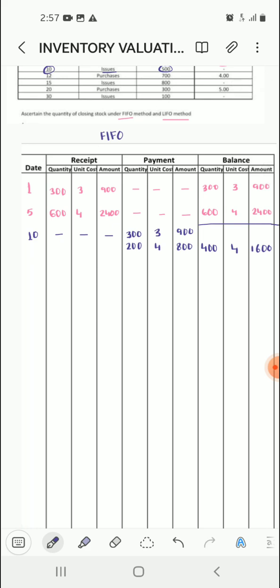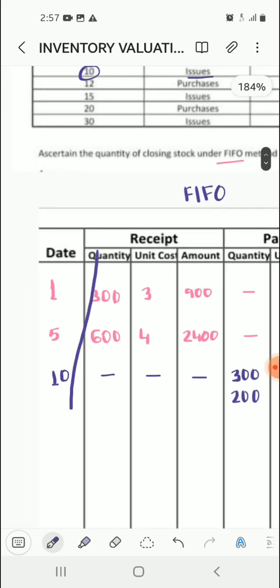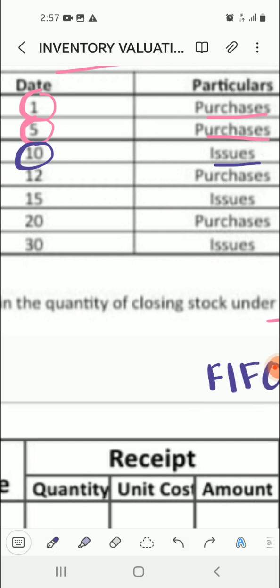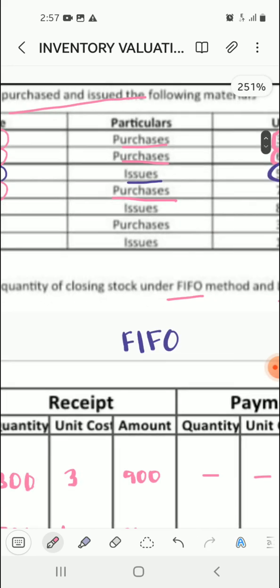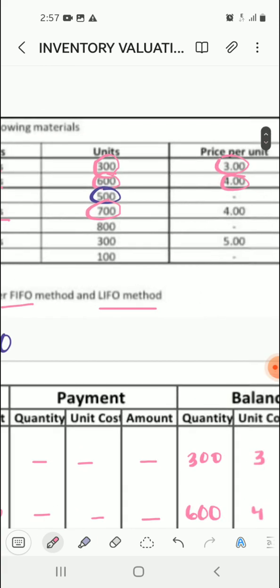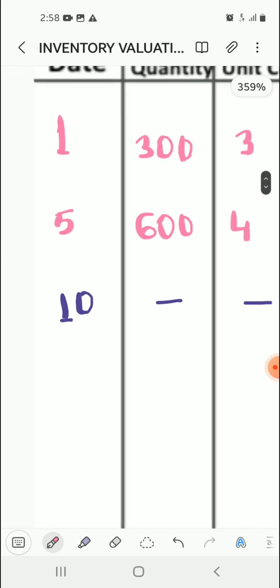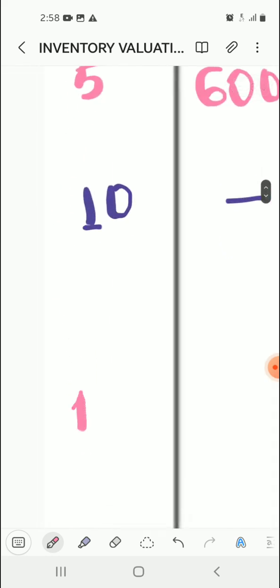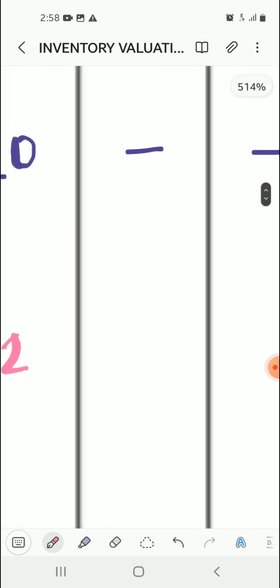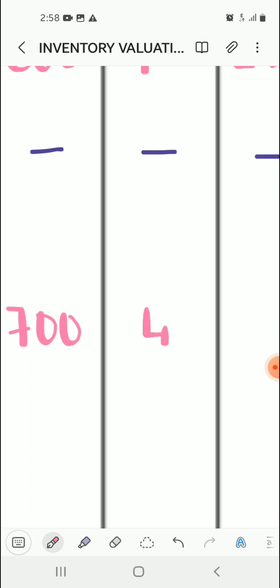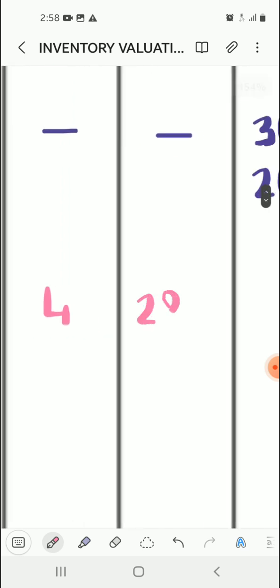Now we will move to the next date, that is 12th. You can see 12. Now on 12 purchases were made. So again let's shift to the pink color. On 12th, purchases were made and this time 700 units were purchased for 4 rupees. So let's write: date will be 12, units purchased is 700, per unit cost is 4, so amount will be 700 into 4, that is 7 into 4, 2800.